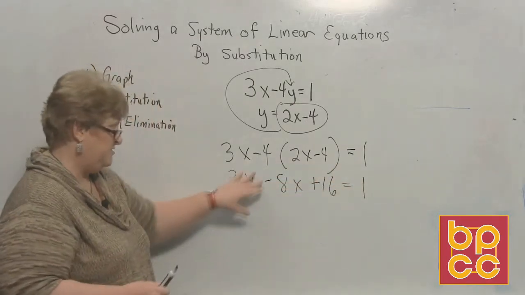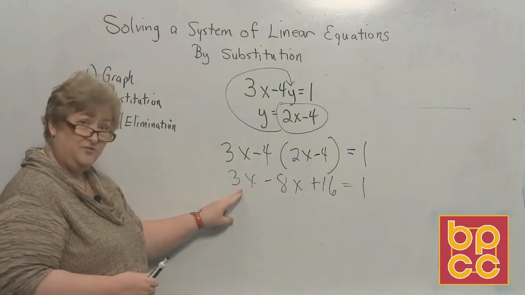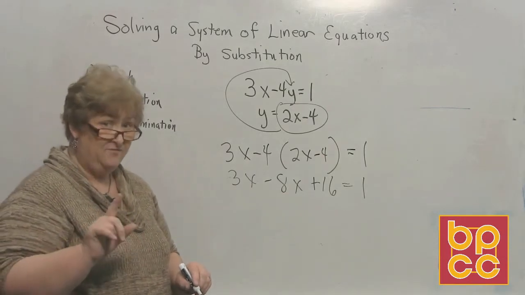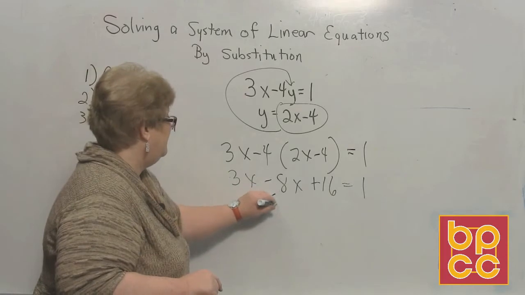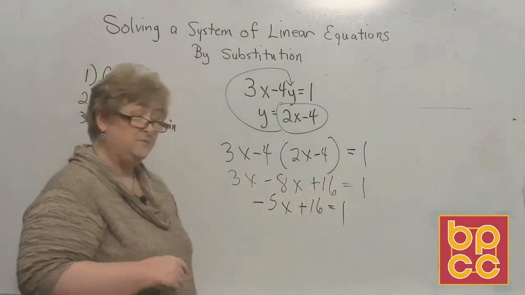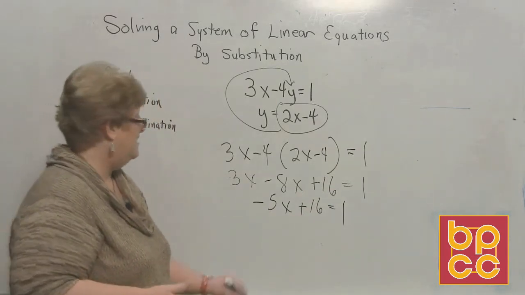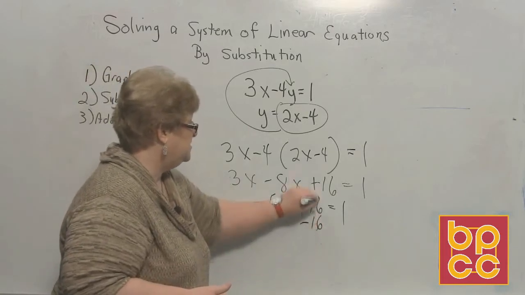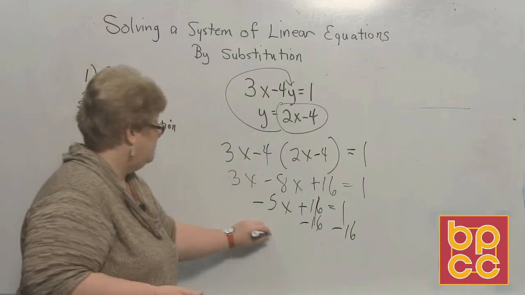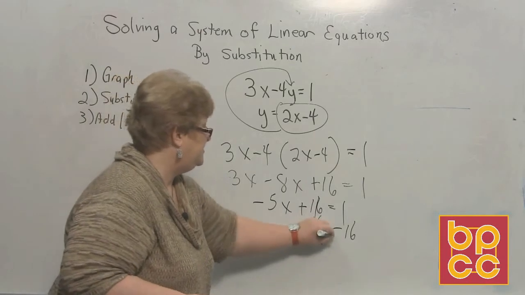But we still have some x's here that need to be combined before we move our number to the other side. So a positive 3 and a negative 8 is a negative 5. Negative 5x plus 16 equals 1. Looks like some equations we've done from the past, doesn't it? It's time to move the 16 to the other side. So I'm going to take away 16 to clear that out. I have a positive 1 and a negative 16. And over here I have a negative 5x equals negative 15.